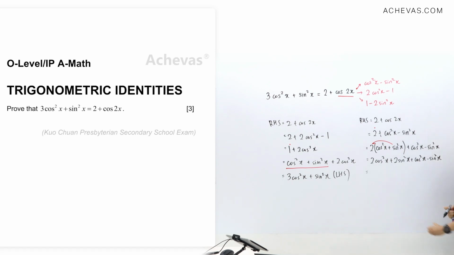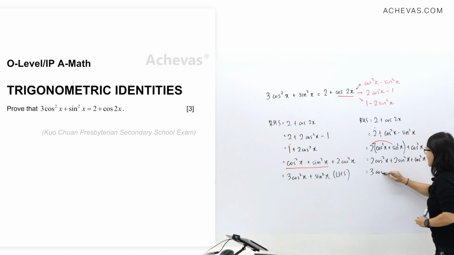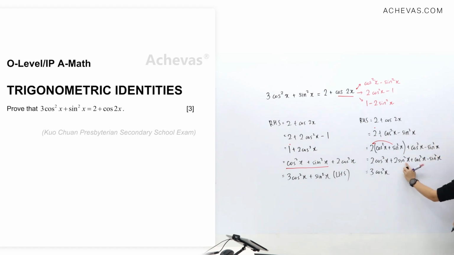So let's see this one here. I still can add the like terms together. So I'll still get 3 cos square x and adding sine square. So this one's minus. So 2 sine square x minus sine square x is going to give me sine square x, which is the same as the left-hand side here.